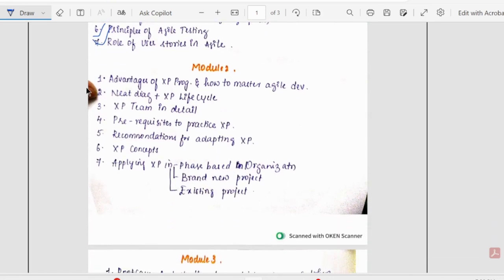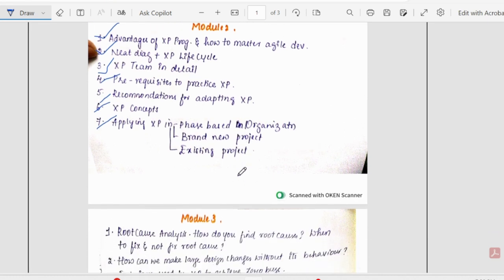Moving further, in the second module, we have advantages of XP, extreme programming, and how to master Agile development. Then draw a diagram and explain the XP lifecycle. Then describe the XP team in detail. What are the prerequisites to practice XP? Recommendations for adopting XP. What are the XP concepts? And applying XP in phase-based organizations, a brand new project and an existing project. With each of these scenarios, how we apply XP concepts in those particular projects also varies.